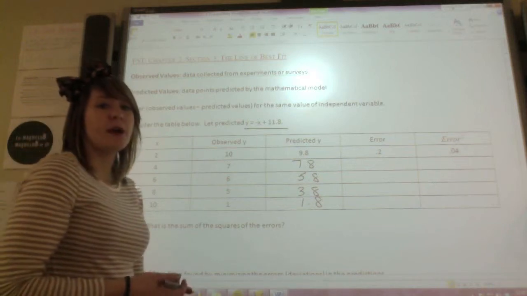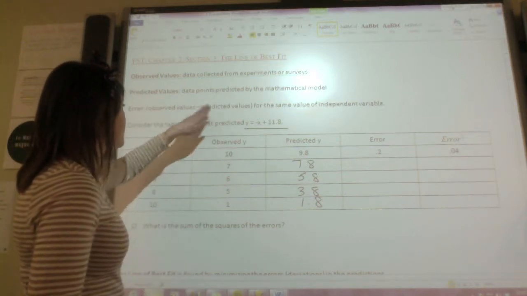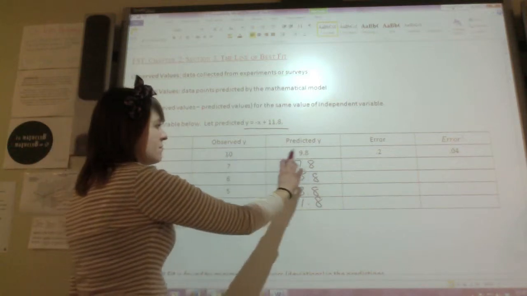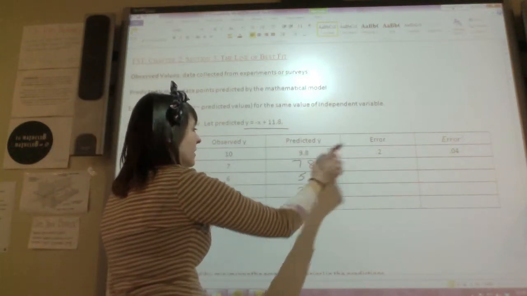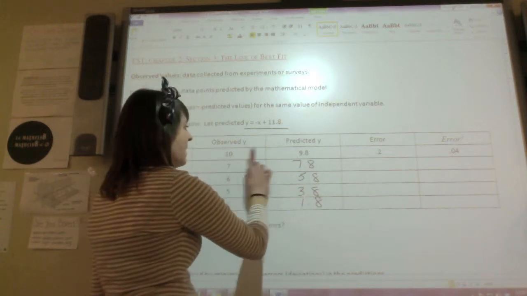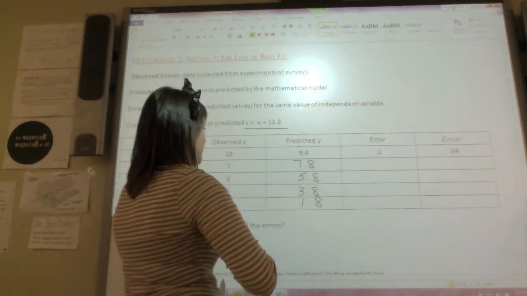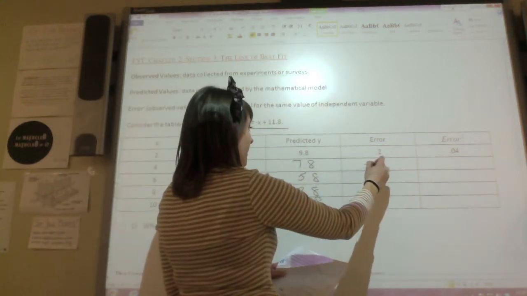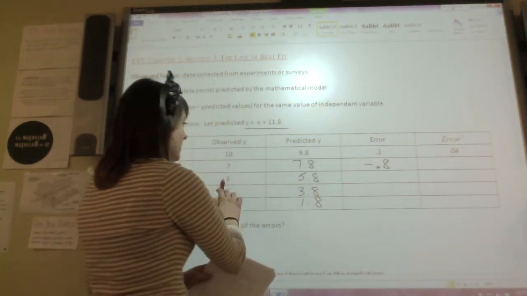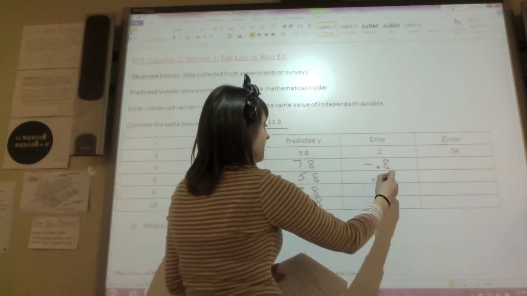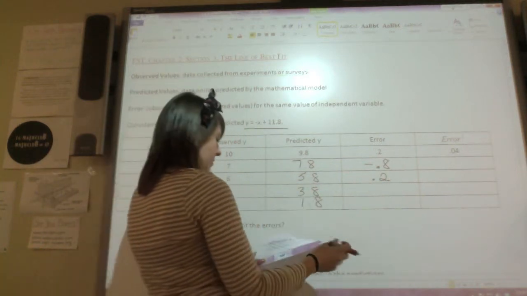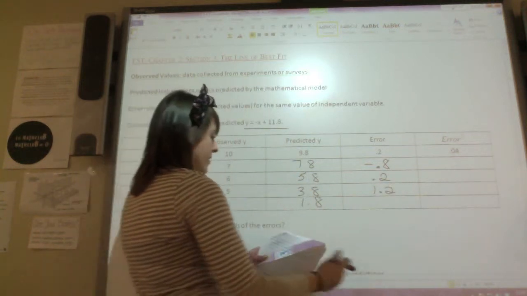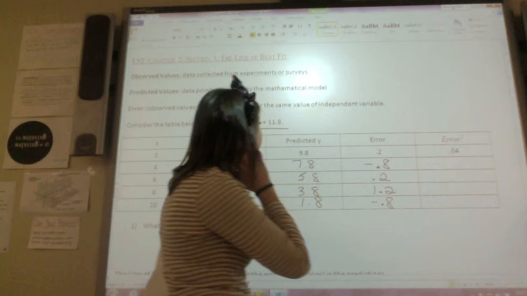Now I want to come up with my error. And remember that my error is my observed minus my predicted values. So I'm going to take my observed value minus my predicted value, and that's going to give me my error. So in this case, I had 10 minus 9.8 gives me 0.2. In this one I have 7 minus 7.8 gives me negative 0.8. 6 minus 5.8 gives me 0.2. 5 minus 3.8 gives me 1.2. And 1 minus 1.8 gives me negative 0.8.